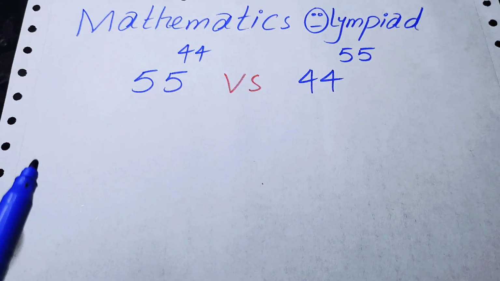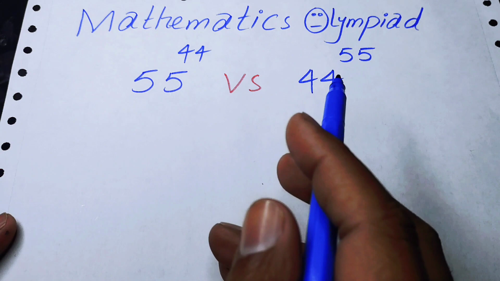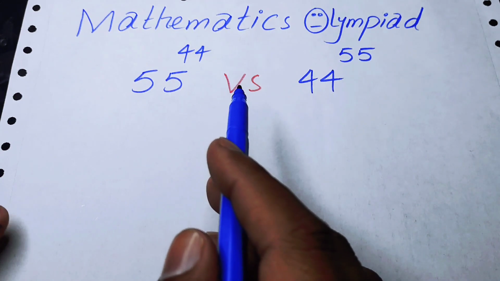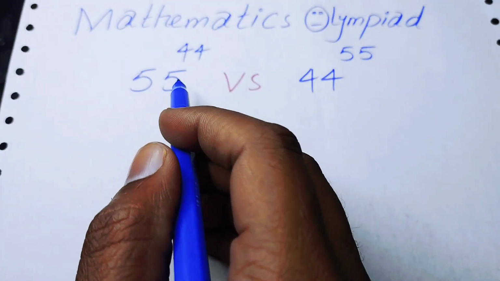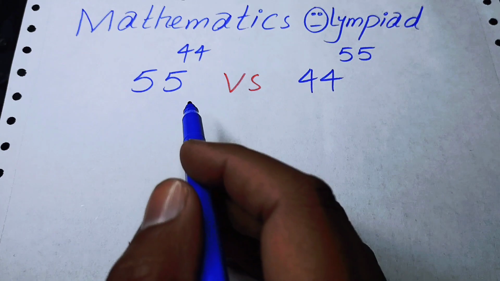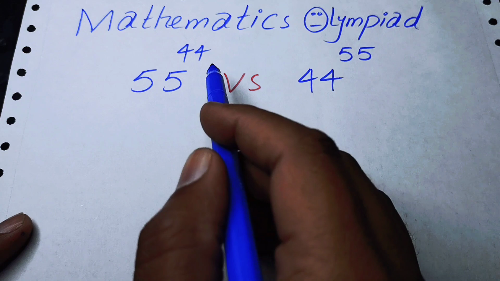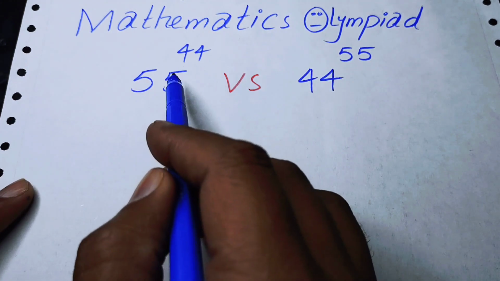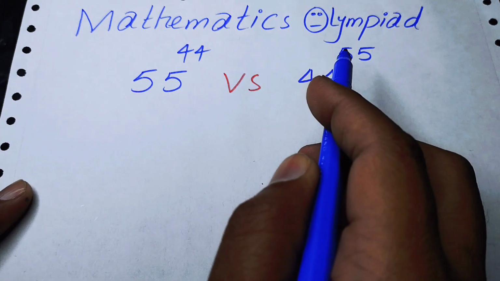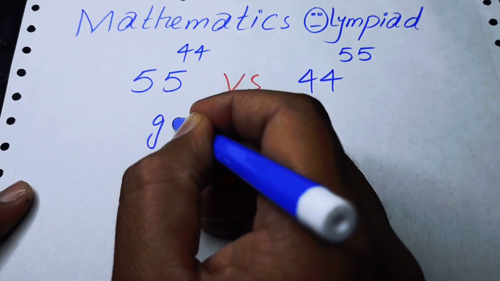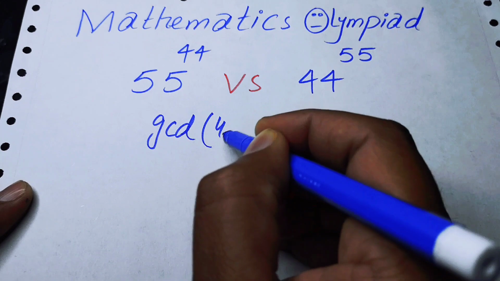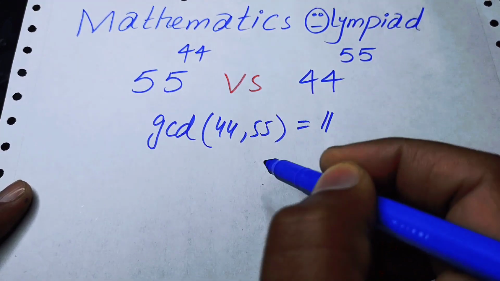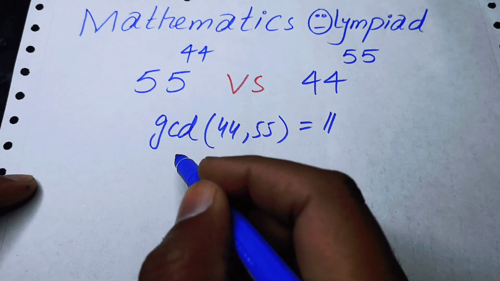In this video we are going to compare these two numbers and find which number is larger than the other. The very first thing we are going to do is find the GCD of its exponents. We see that the exponent here is 44 and here the exponent is 55. So the GCD of 44 and 55 is 11. GCD means the greatest common divisor.